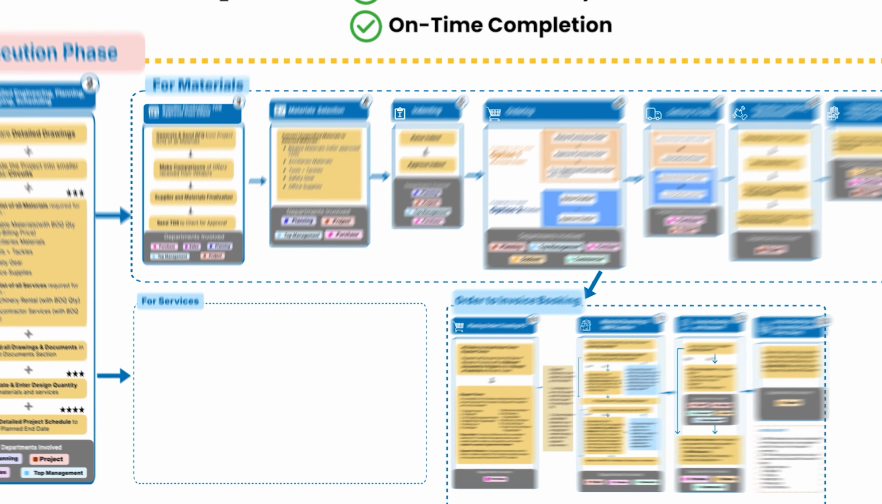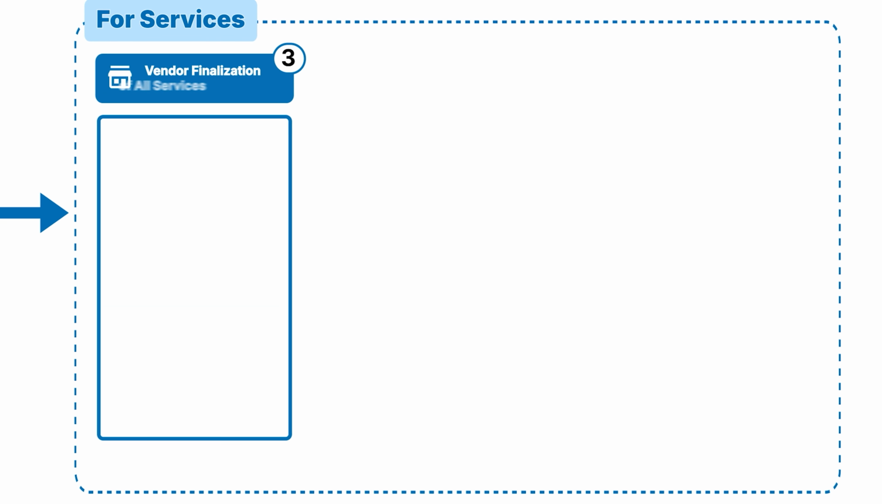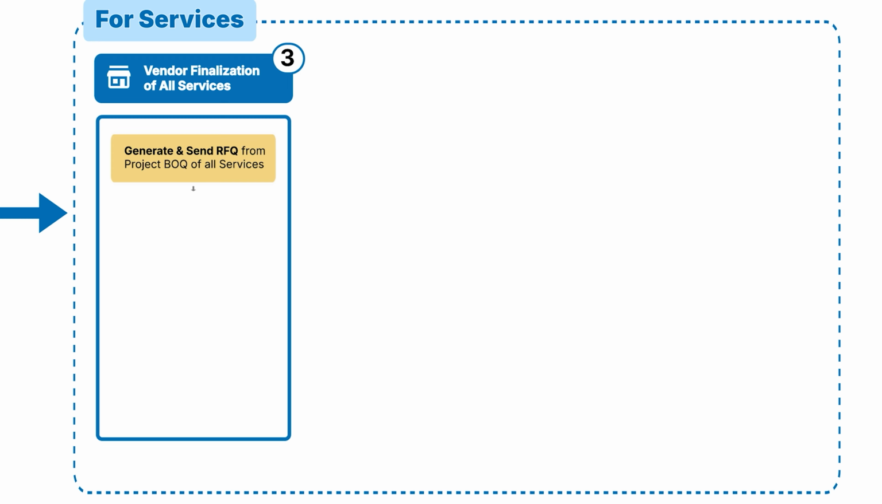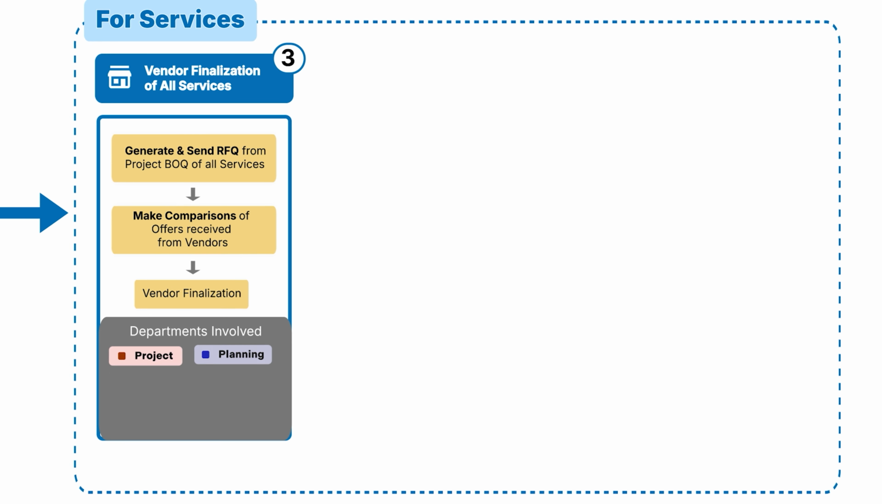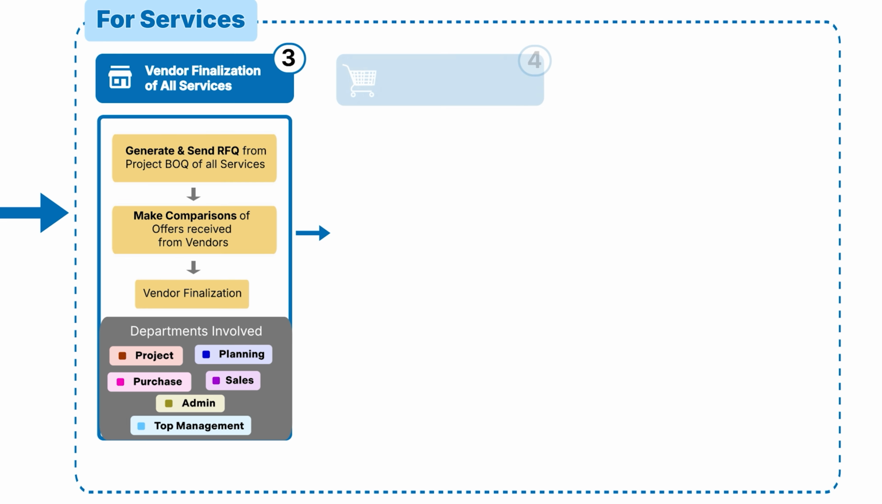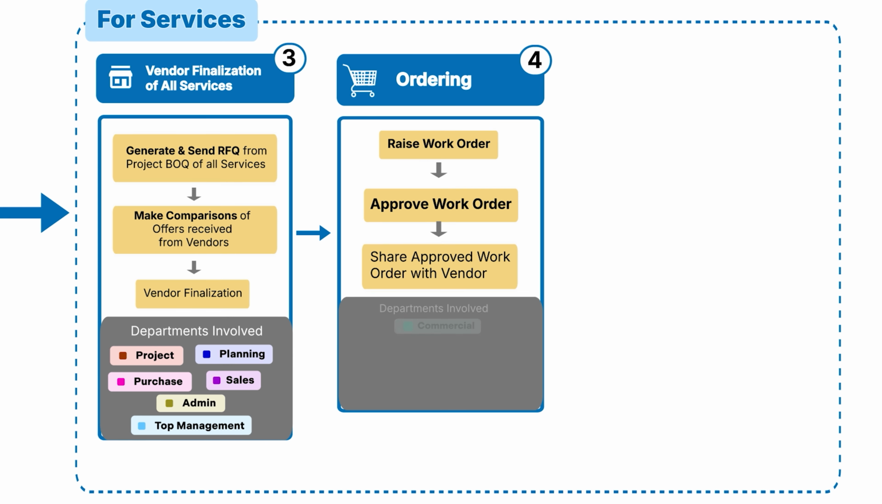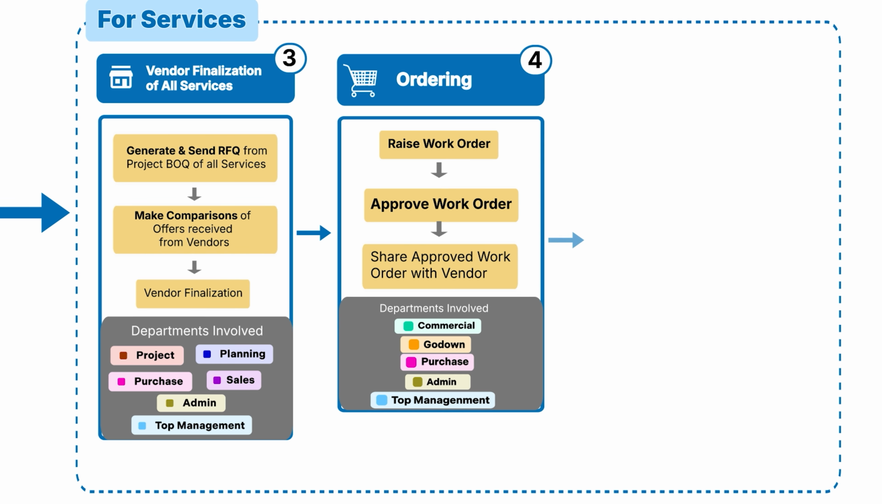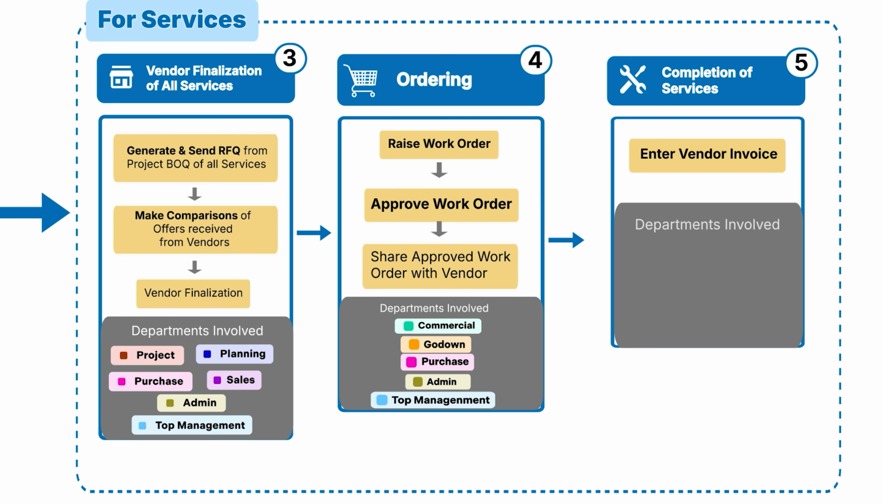Let's look at the services workflow. We finalize service vendors for machinery rentals, accommodation, travel, freight, various utilities, and so on. RFQs are sent, offers are compared, and vendors are selected based on quality and value. A work order is raised, approved, and shared with the vendor. Once services are completed, vendor invoices are entered.